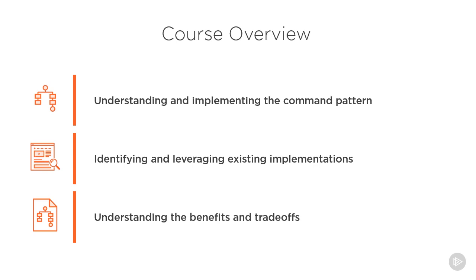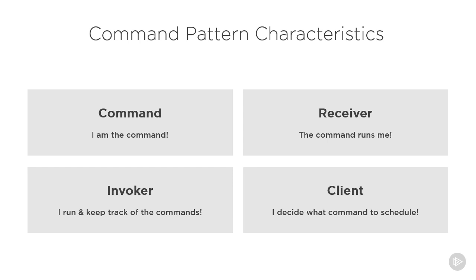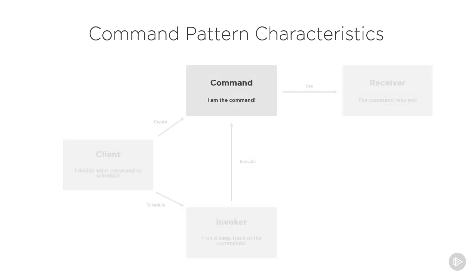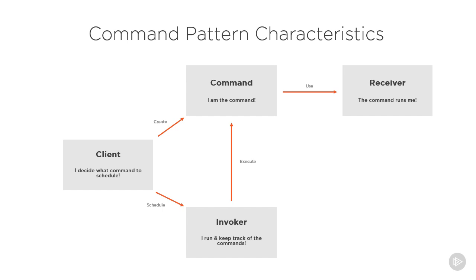A command pattern can commonly be identified by these four different characteristics. We have the command itself, which holds the instructions and references to things that it needs in order for it to be executed. We have something called a receiver, which is what the command will execute, and we have an invoker. The invoker is what we use to execute the commands. It will also keep track of all our executed commands. And then finally, we have a client. The client decides which command to schedule for execution.